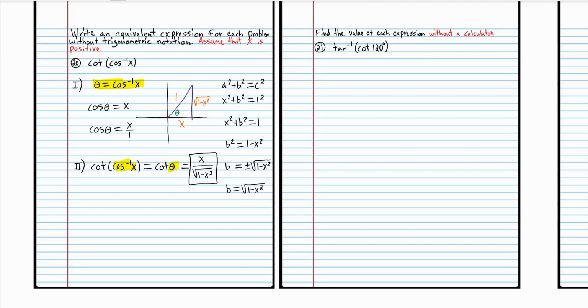Okay, try number 21. Without a calculator, you're going to start by analyzing the inside. Find the value of the inside expression first. That's the most important thing to remember when dealing with composite trigonometric functions. So try 21, and when you come back, we'll do it together.